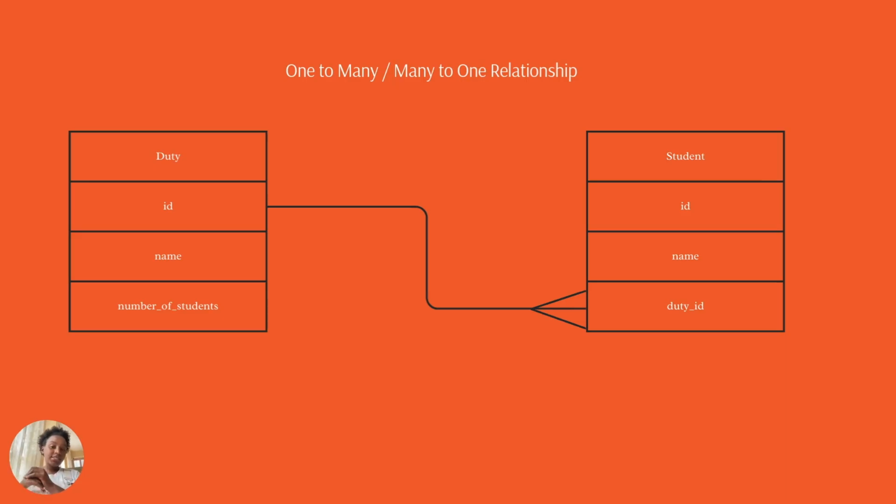Let's look at an entity relationship diagram. We have duty with ID, name, and number of students, and we have student with ID, name, and duty ID. As you can see, the fork is on the student side, and on the duty side, we have the one straight line, implying a one to many, one duty to many students.